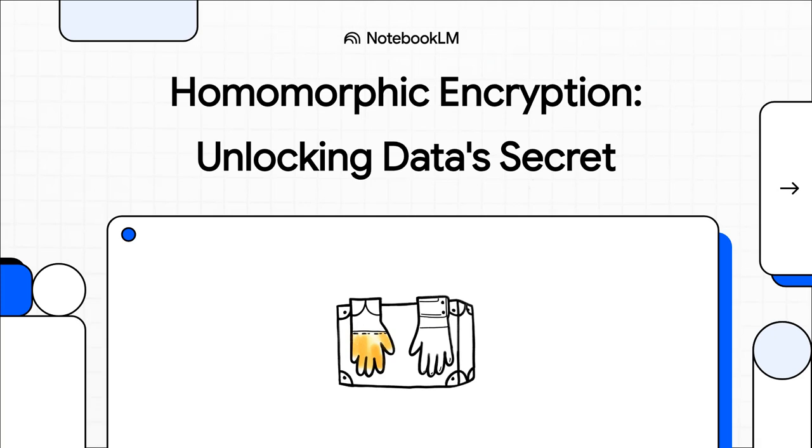Today, we are diving deep into a topic that honestly sounds like it was pulled straight from a science fiction movie, homomorphic encryption. Now, what is it? Well, it's this incredible technology that's trying to solve one of the biggest, most fundamental paradoxes in all of data security. How can you actually use your data without ever exposing it?